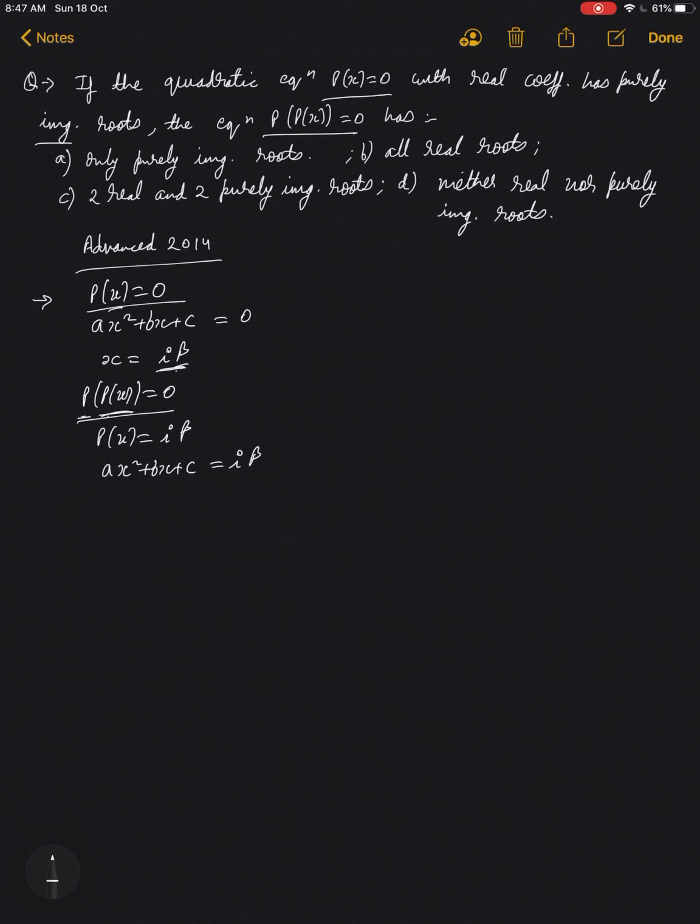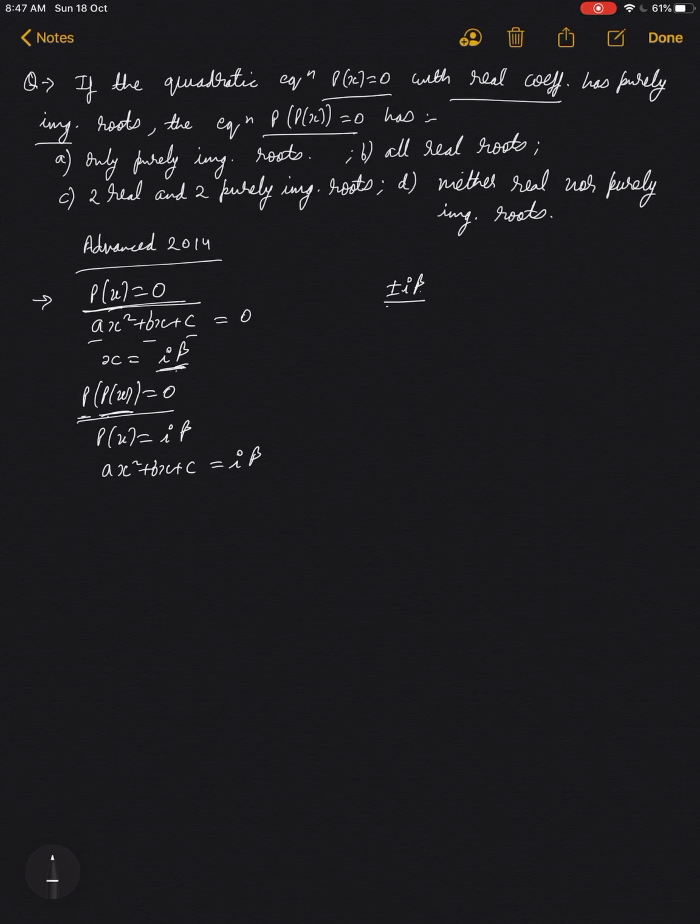Now, it can be plus minus iota beta. Why? Because p(x) should have two roots and both are purely imaginary, so they are a conjugate pair because a, b, c are real. It is given in the problem, real coefficients. So roots are plus iota beta and minus iota beta. So two roots we will get with plus iota beta and two roots with minus iota beta. So to start with, let us take iota beta.